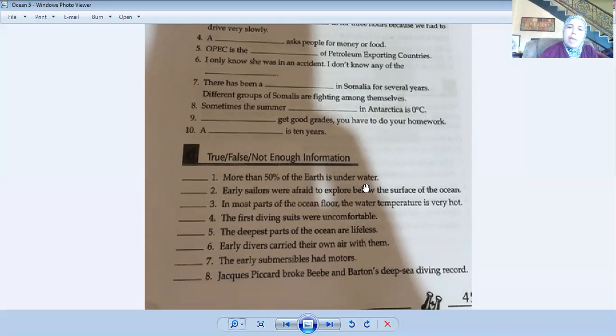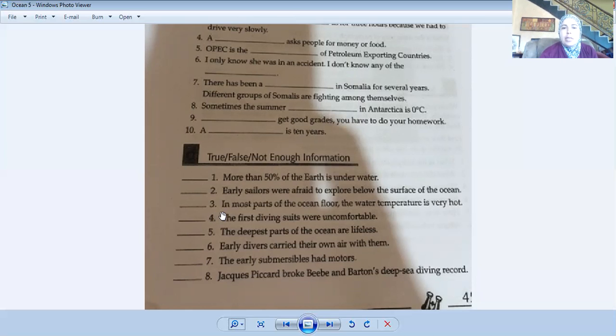Okay, so if we go back to the reading passage, you will find that, all right? So that's something to go back to if you're not sure, if you don't still remember that. Early sailors were afraid to explore below the surface of the ocean. Of course, that was true. Early sailors were afraid, and that's what hindered ocean exploration from the very beginning, because they thought of the ocean as a lifeless place, and even when they thought of it as a place that has life, they thought it contained scary creatures that they didn't want to discover or encounter.